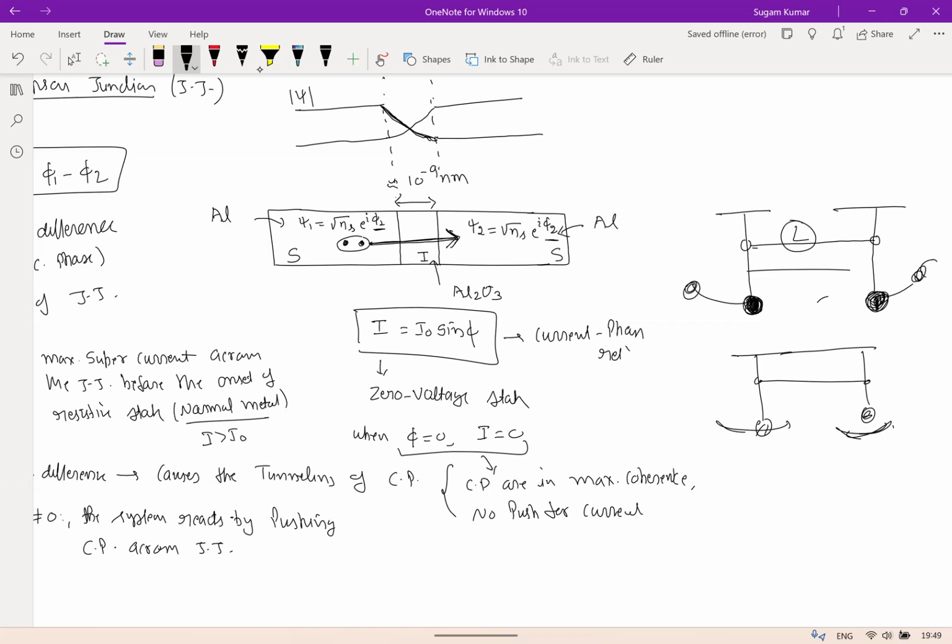This is exactly what happens here also. When the phases of the two wave functions on the left and the right side are different, then only energy transfer will take place. Then only the Cooper pairs are going to tunnel. So the energy transfer will start taking place only when the phase difference is there. And this is what is happening in the case of a Josephson junction. Please, any question up till here?